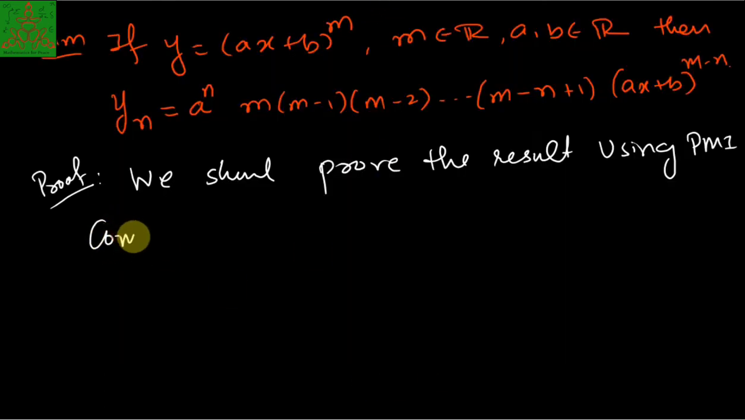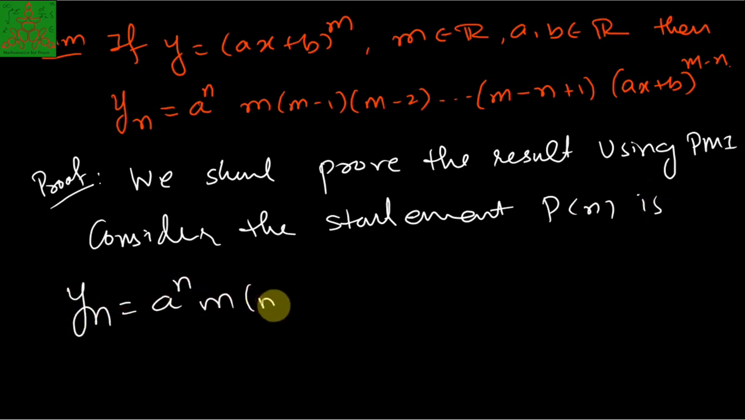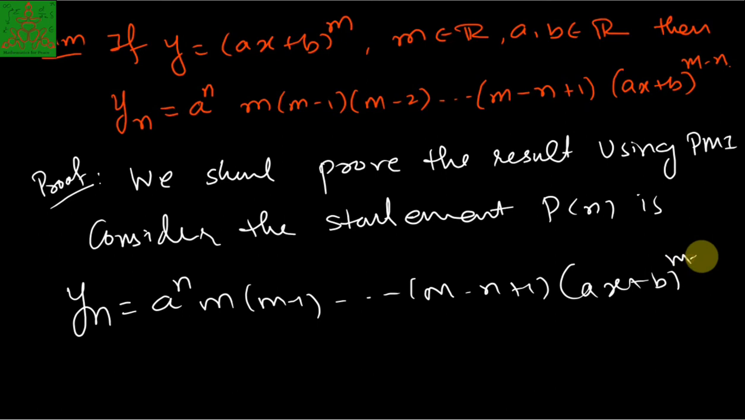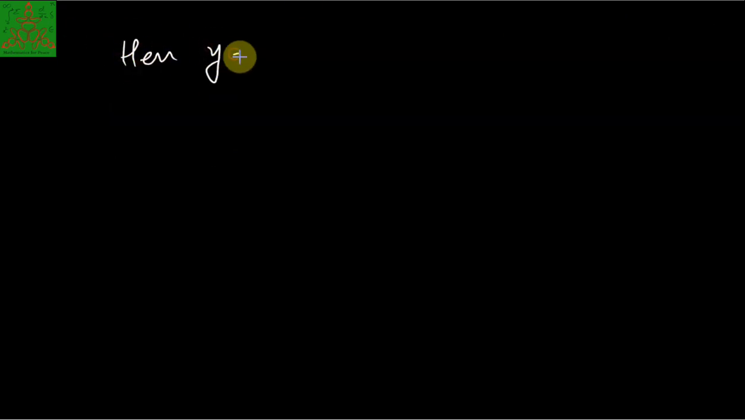So here we have to consider the statement Pn: yn is a power n, m into m minus 1 up to m minus n plus 1, ax plus b power m minus n, where y equal to ax plus b power m, for any n belonging to N. Here what we have been given is y equal to ax plus b power m.